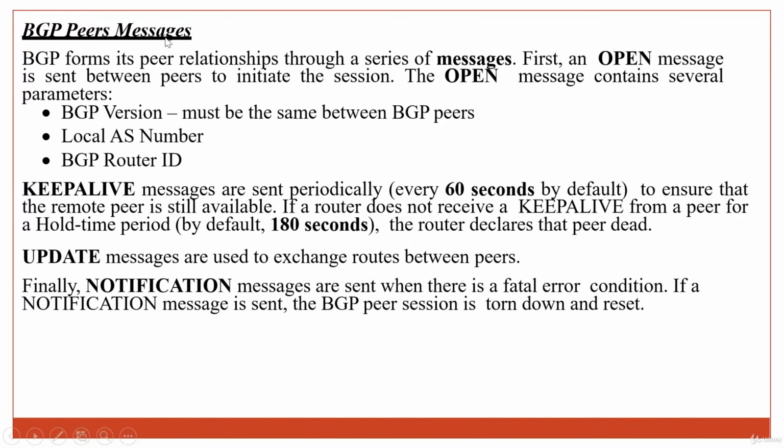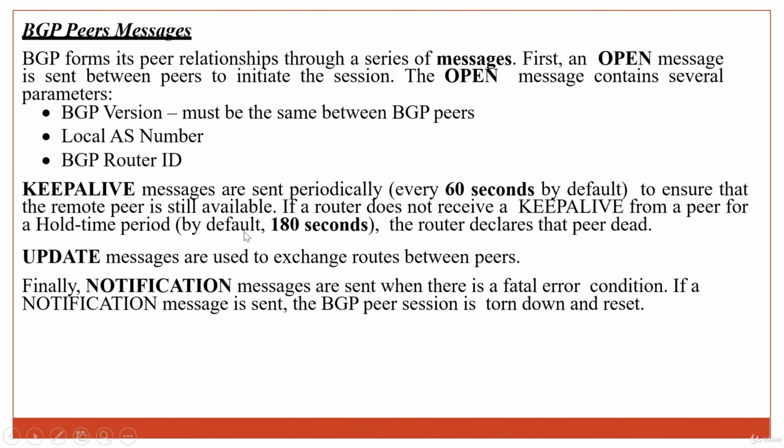That thing we know. Now, the BGP peer messages. What type of messages do we have? We have open message, keepalive, update, and notification. Now open means that I want to form the relationship with my neighbor, and here you can see that an open message is sent between peers to initiate the session. The open message has several parameters like version, local AS, BGP router ID.